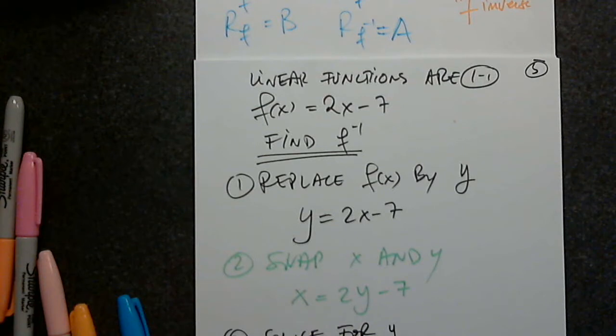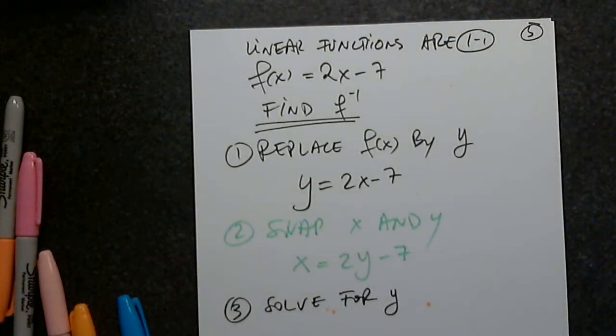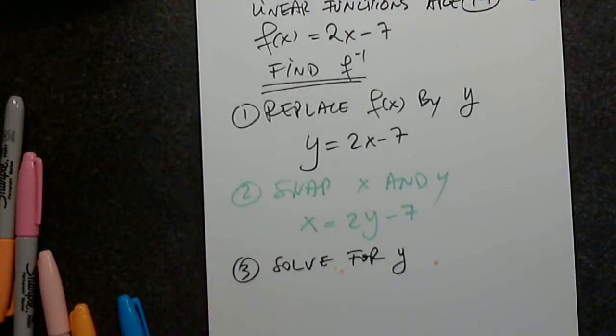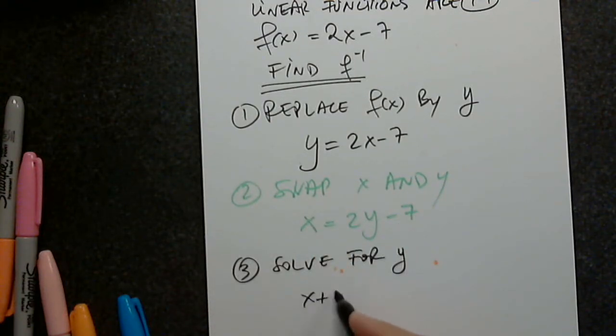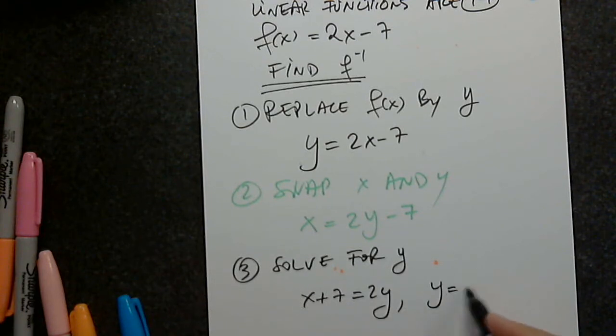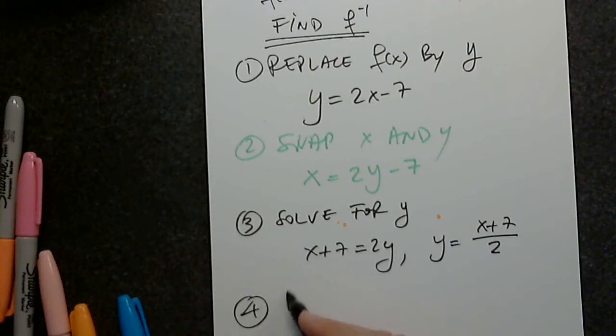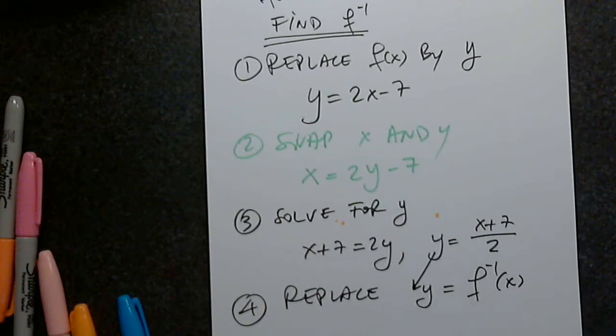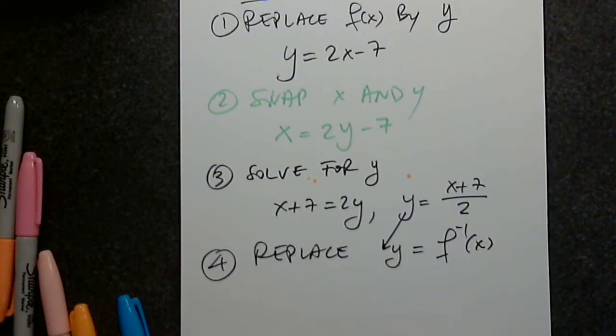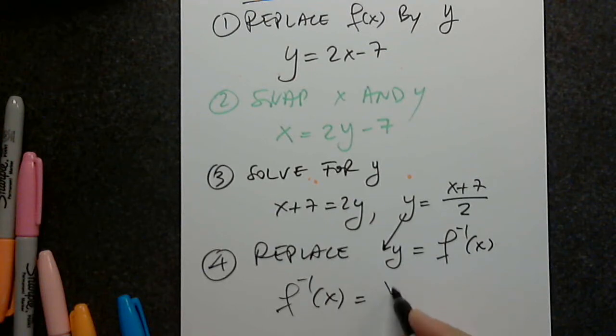Can anyone give us the idea of how we solve this for y? We get 2y. We move 7. So x plus 7 equals 2y, or y equals (x plus 7) over 2. In the final step, we replace the notation y by f inverse. So f inverse of x equals (x plus 7) over 2.